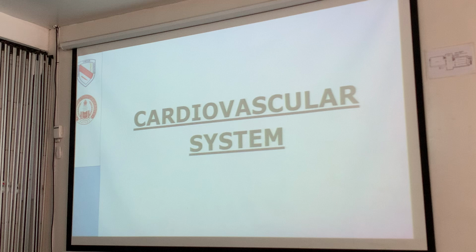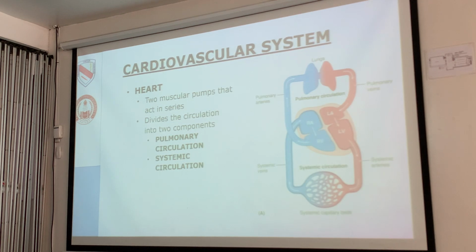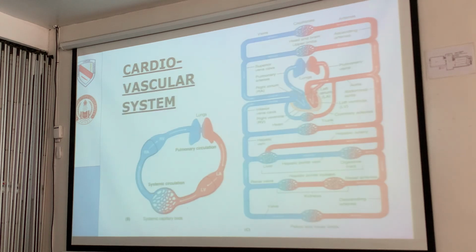For the cardiovascular system, what you need to know is you have the pulmonary circulation and the systemic circulation. The heart has two muscular pumps that act as units, a left and right. It divides the circulation into two components. You have to have a generalized picture of the cardiovascular system. That was asked before in your exam.